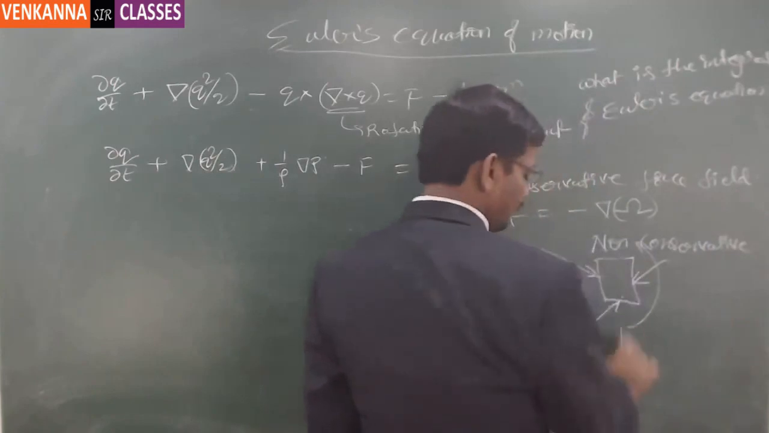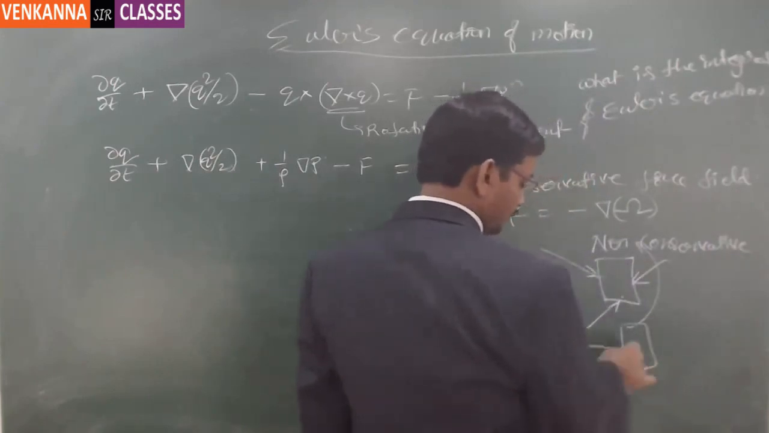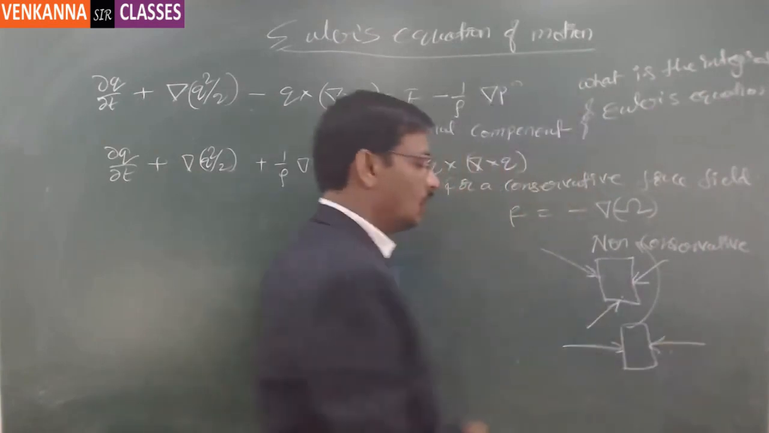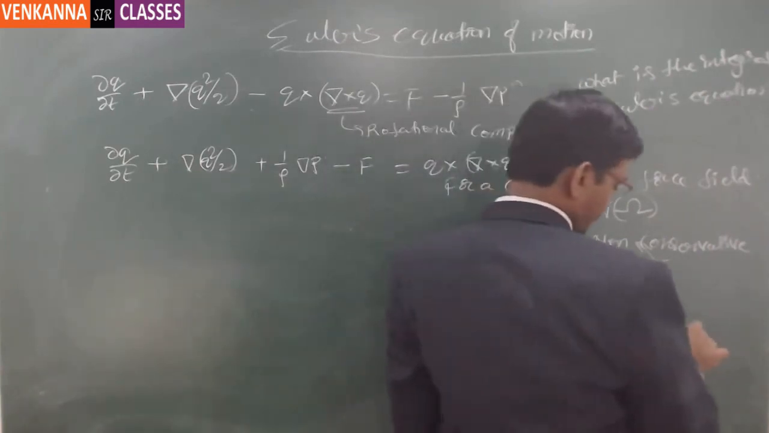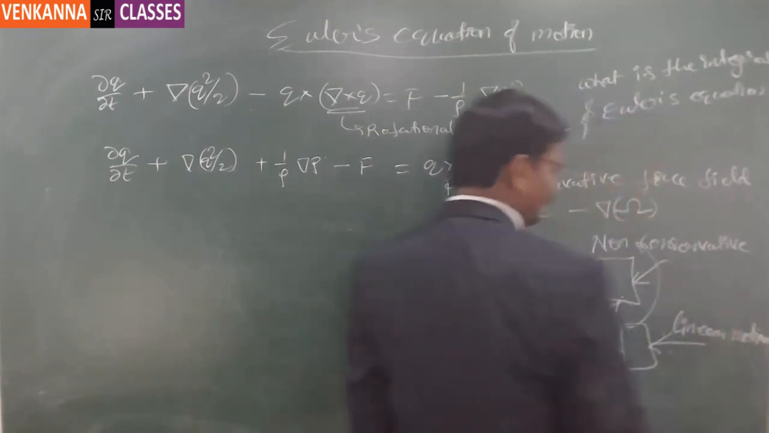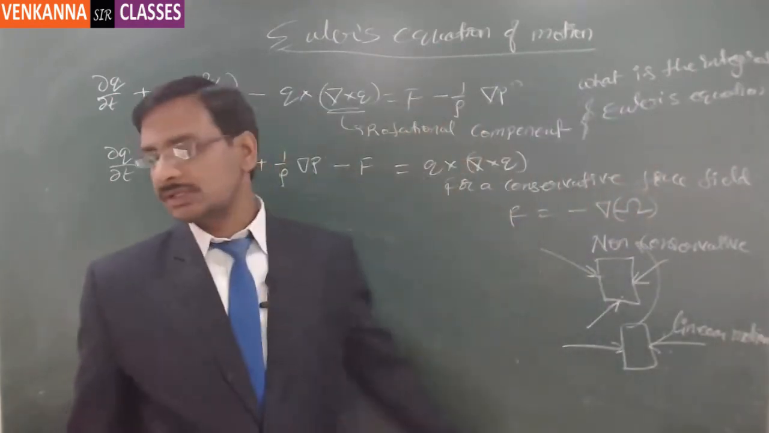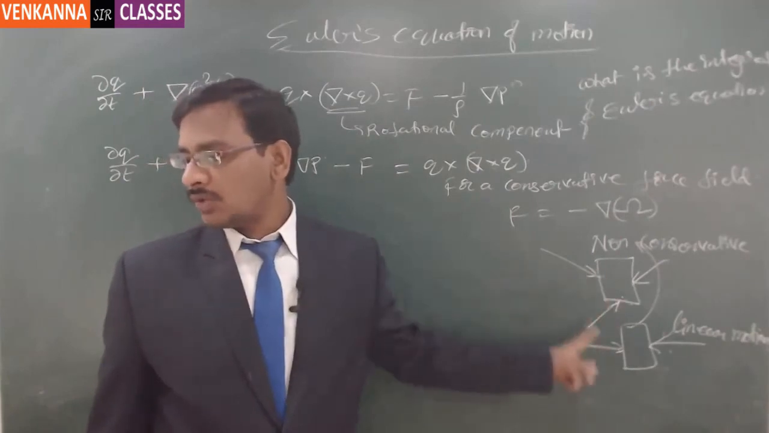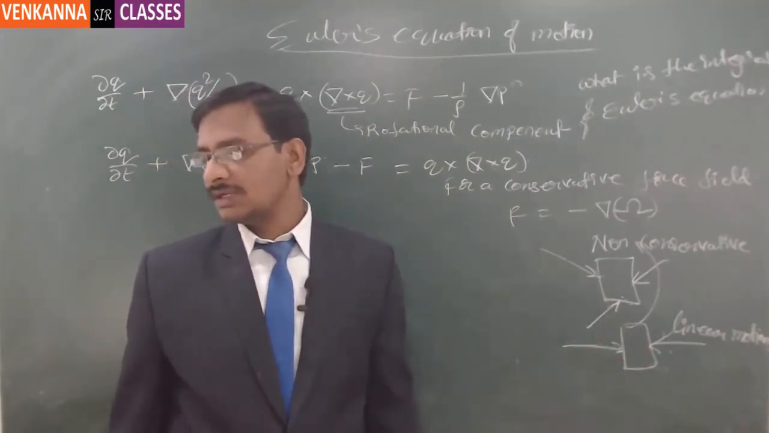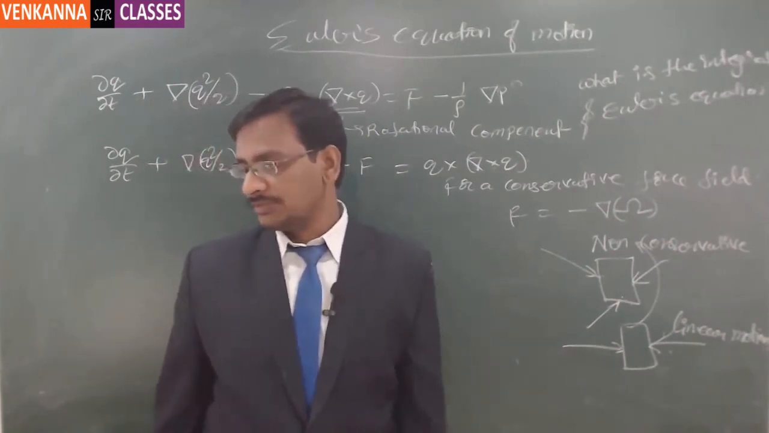In case of a conservative force field, what happens is there is only a specific direction of motion. So that is only linear motion. So any force or any set of forces which are causing non-rotating, that is linear motion, we call that the conservative force field. Got it?